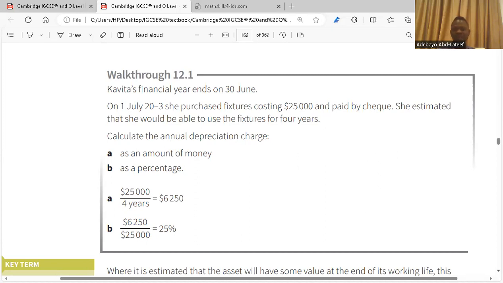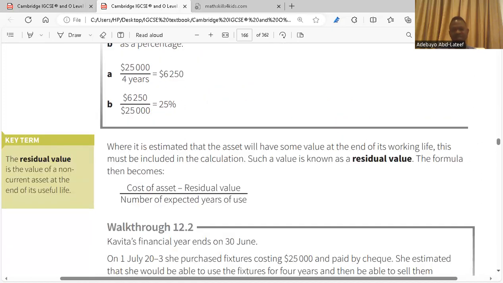Is it clear? Yes. So when we calculate as a percentage, it should be what? The annual depreciation divided by the cost. You get it? Yes. Okay. Now, let's go to the residual value. We said the residual value is what? The value of the non-current asset at the end of the useful life. So that's the value that is left when that asset is done.